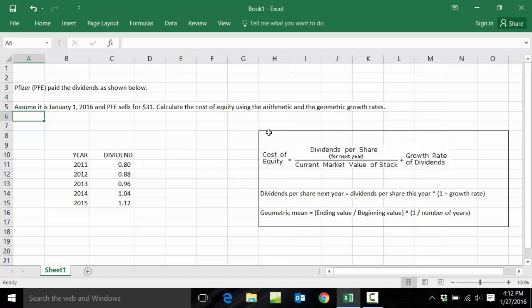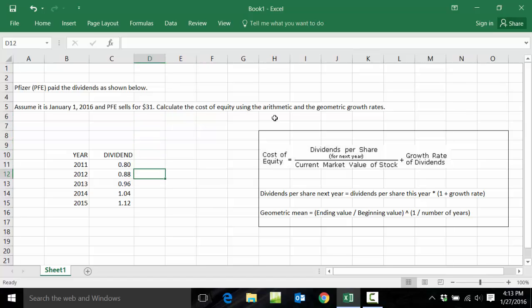So I wrote down some of the formulas off on the right over here. The first thing we're going to know is the cost of equity. The cost of equity is going to equal the dividends per share for next year divided by the current price of the stock, plus the growth rate of the dividends. So what we're going to have to do is figure out the growth rate. And the question is asking us to figure it out in two different ways. First way is we can use the arithmetic method, and the second way is we can use the geometric growth rate. So first, let's figure the growth rate by using the arithmetic mean.